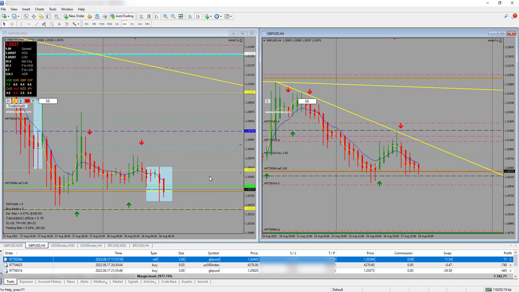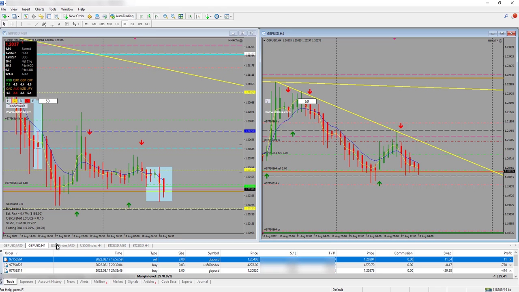I would look to sell below 122.50. Okay, and that's right at the super low of the day. That's where I would look to sell below this price level here. So that's the GBP/USD.